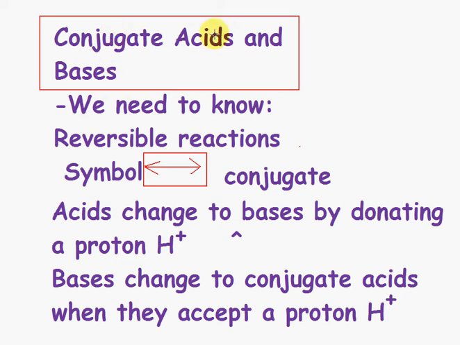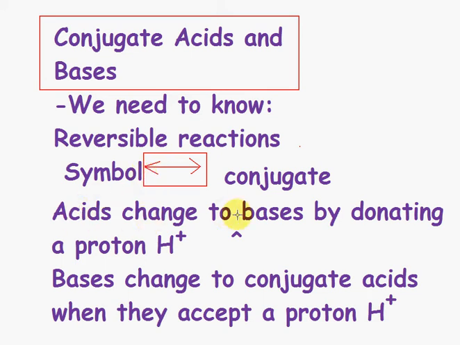This is conjugate acids and bases, and there are a couple of things that we need to know that could slip your eyesight. The first thing we need to know is that reversible reactions are part of conjugate acids and bases. The reversible reaction symbol is this symbol here, the double arrowhead to the right and to the left, showing a reversible reaction.